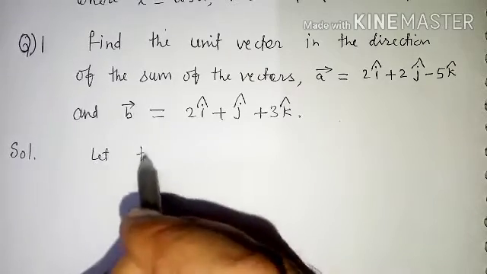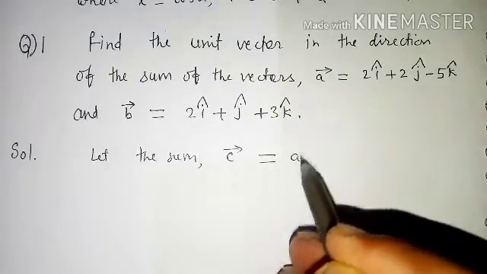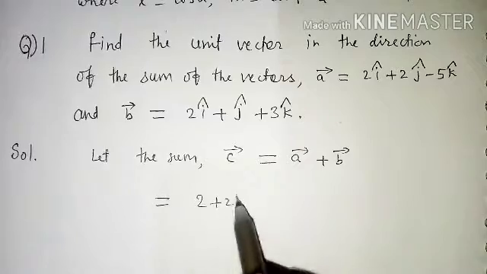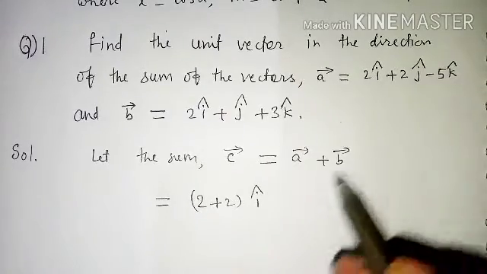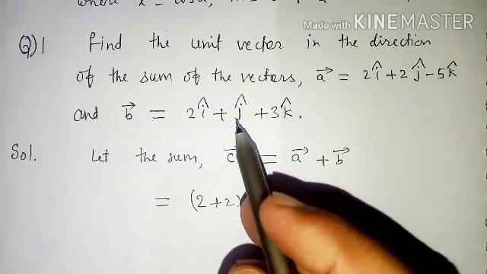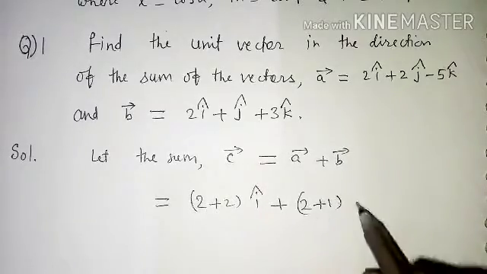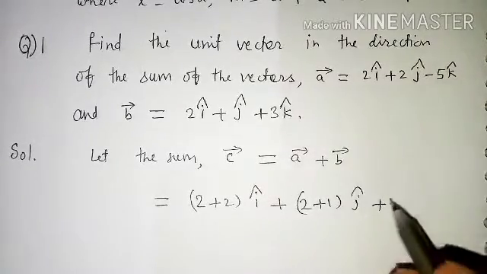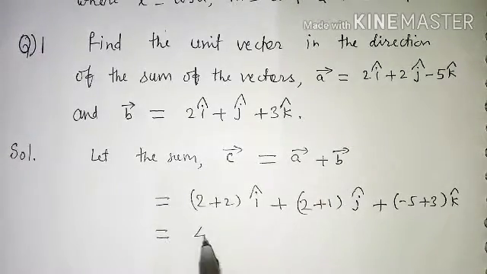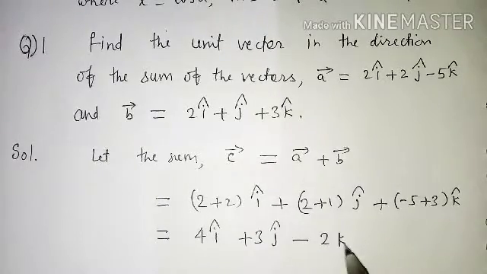Let the sum be vector C, which is equal to vector A plus vector B, which is equal to 2 plus 2 i cap. We add corresponding scalar components. So 2 plus 2, 2 plus 1, and minus 5 plus 3. So we have 4i cap, 3j cap, minus 2k cap.